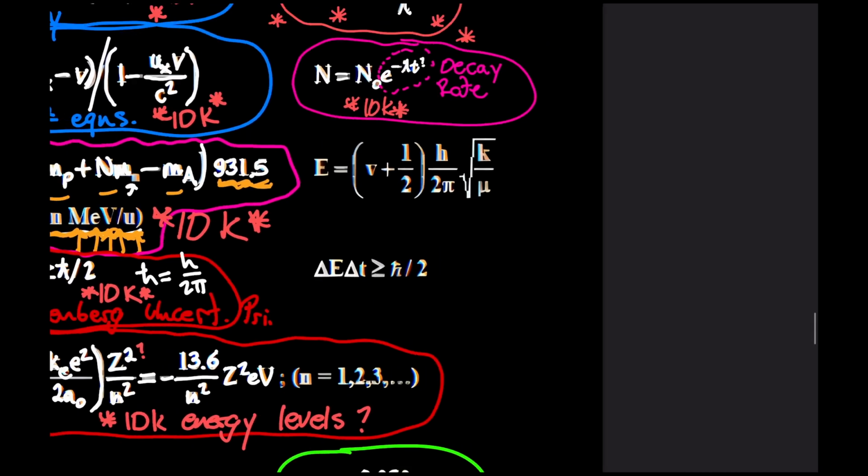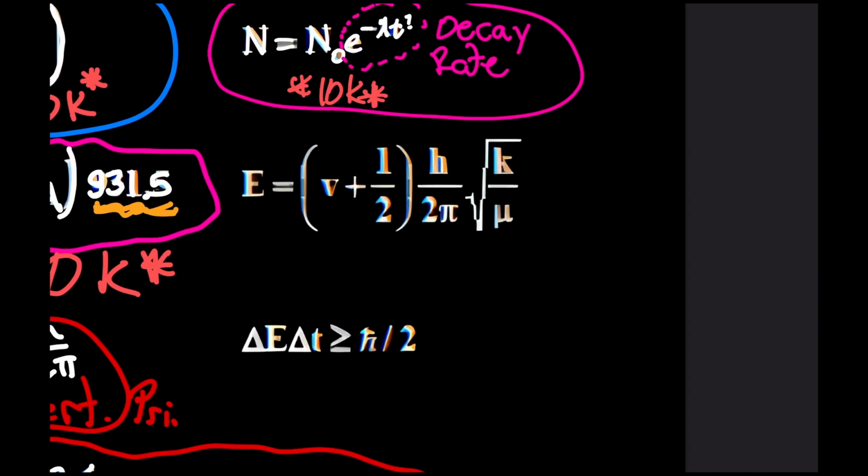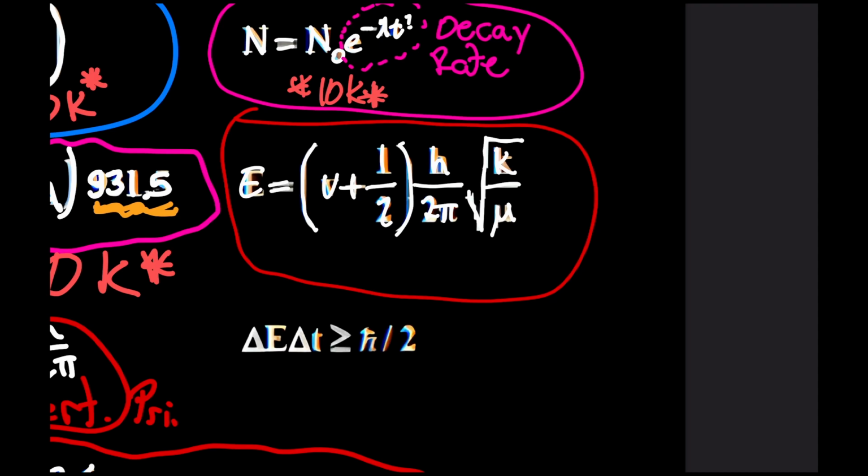So we got 2 more equations and then we're done. Let's take a look at it. We got E is equal to open bracket, close bracket. Inside the brackets is V plus 1/2. Haven't seen that before. We're multiplying this whole thing by h divided by 2 pi, which we can rewrite as the reduced Planck's constant because that's how it's defined. But we'll leave it as that for now. Then we have a square root, and here we have a k over mu. So I don't know. I'm going to put a red box here like this.